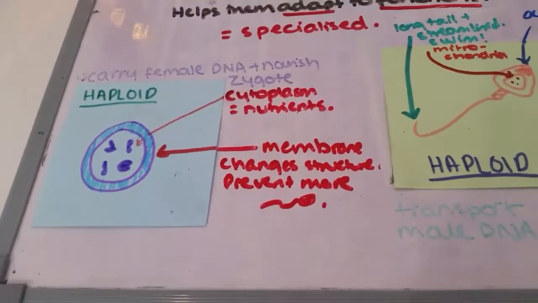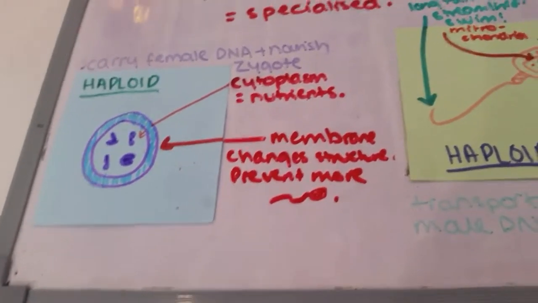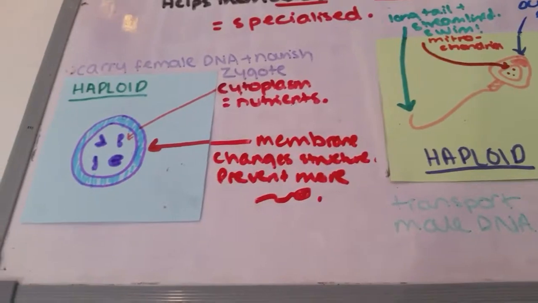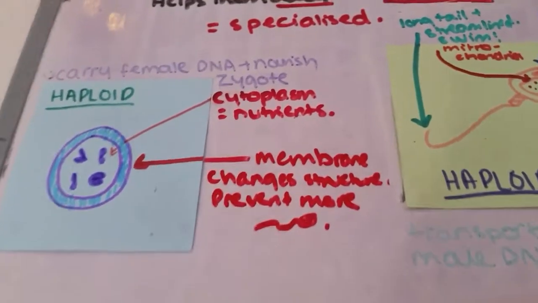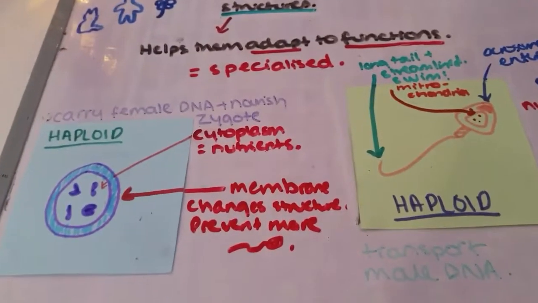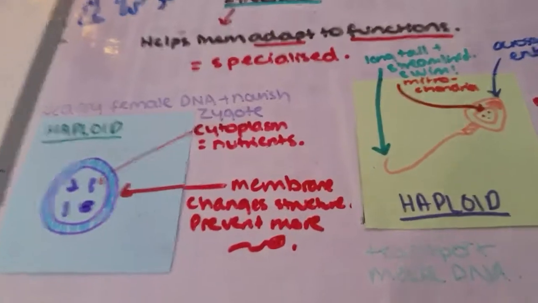So here, let's go back to our female egg cells. So you have your cytoplasm. In your cytoplasm, you have many different types of nutrients. What are these nutrients used for? They're used to nourish the zygote. So they take care of the zygote after it's been fertilized before it turns into an embryo.